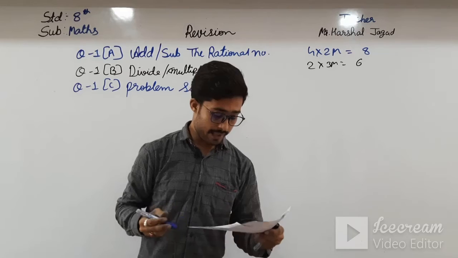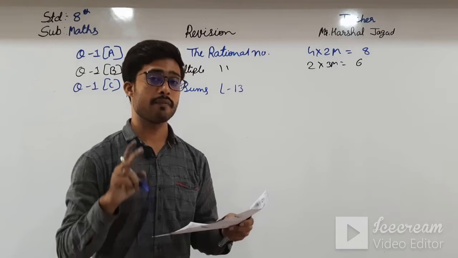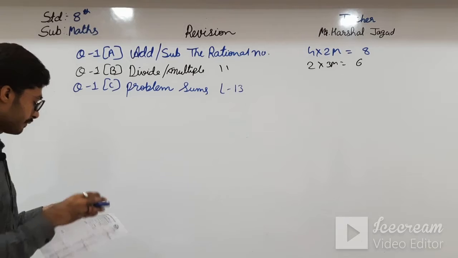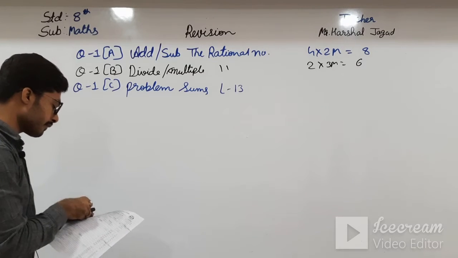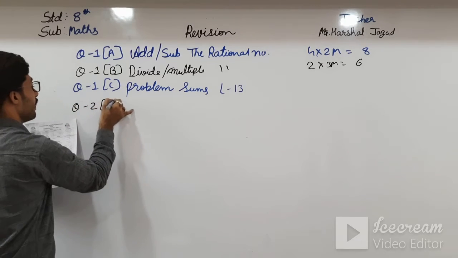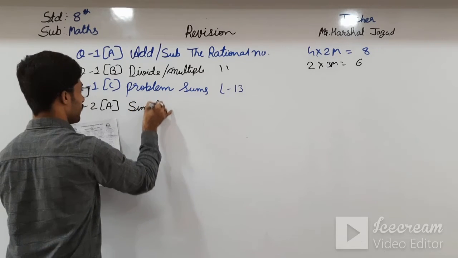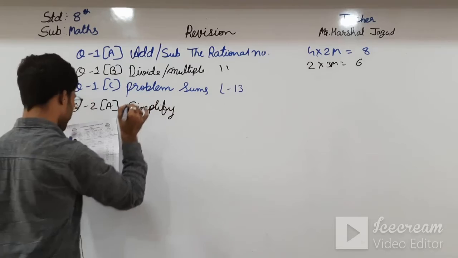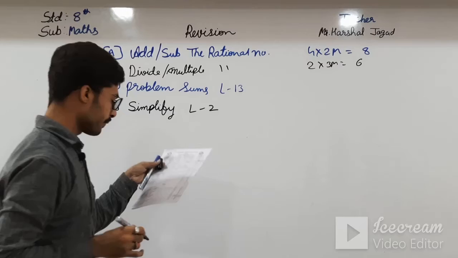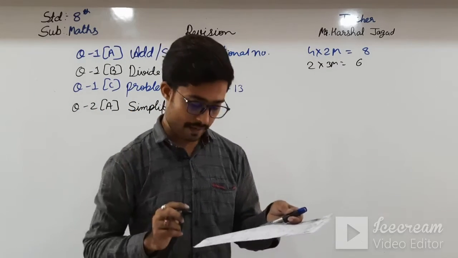And going towards question number 2a, simplify. Question number 2a, simplify. See here, question number 2a, simplify. Simplify is only from chapter number 2. Okay students, and 3 will be asked of 3 marks each. So 3 3s are 9 marks.